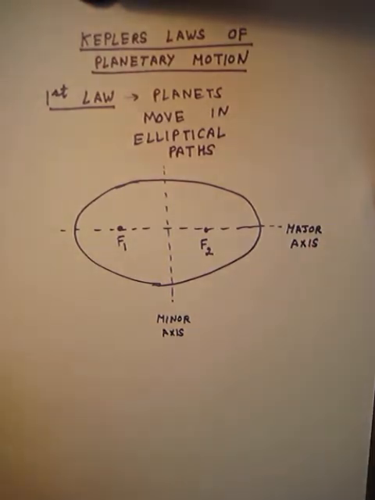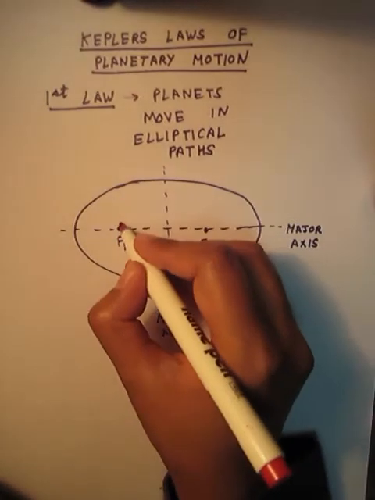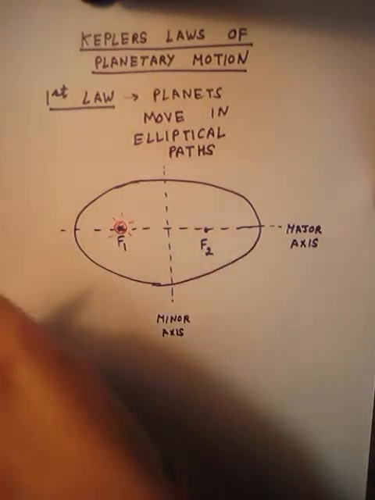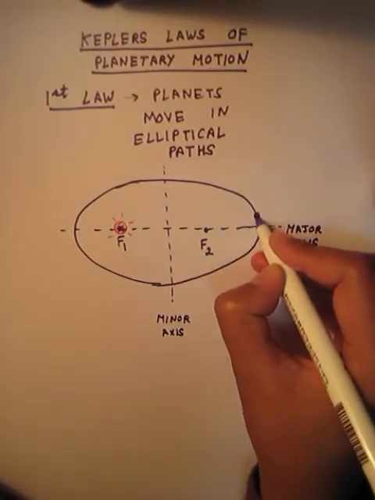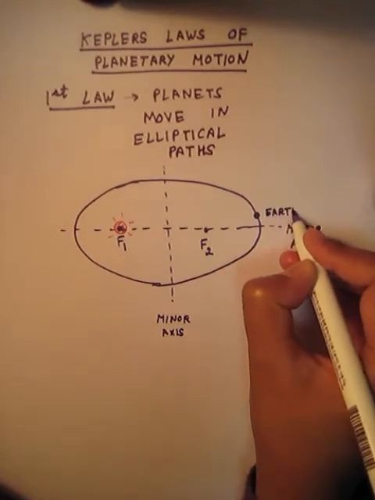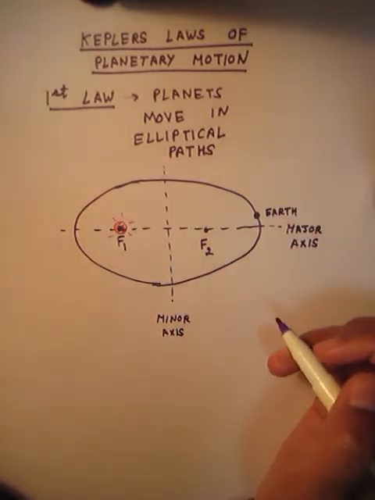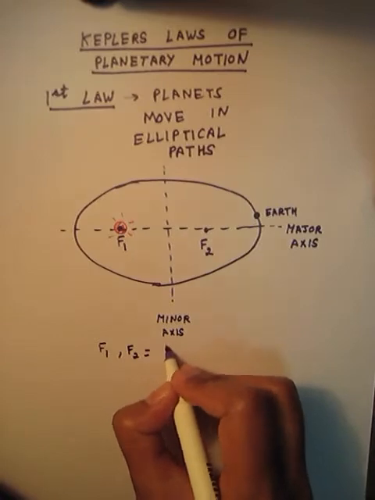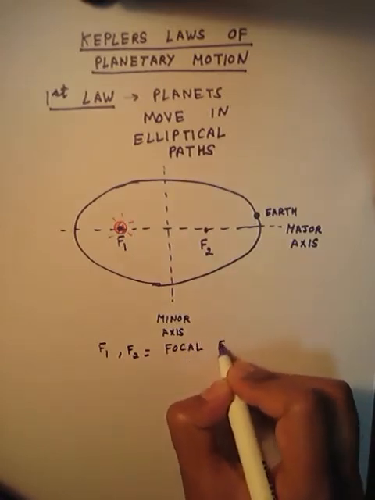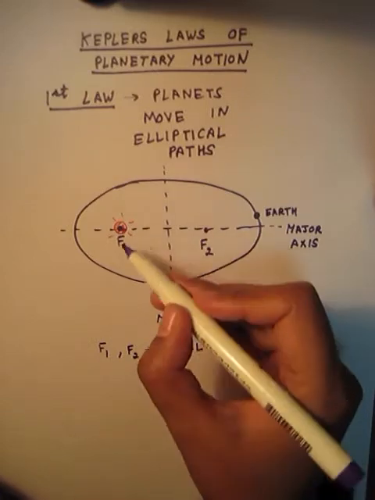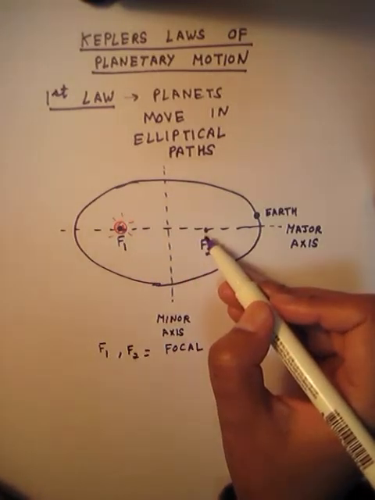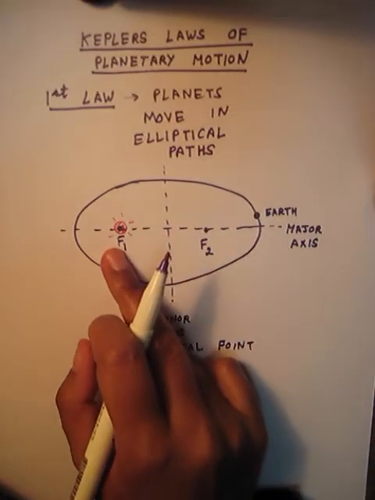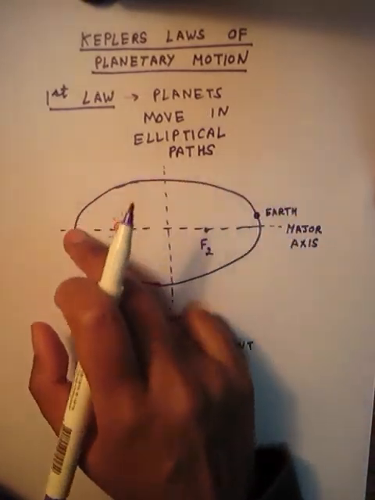And the sun will be at one of the focal points. So let us say that the sun is somewhere here, and the earth, let us say, is here. Earth or any other planet. And F1 and F2 are the two focal points of the ellipse. And the sun could be at F1 or at F2. If it is at F1, then F2 will have nothing, so we won't have anything here. We just have the sun at F1 and that's it, and earth is moving in this path around it.